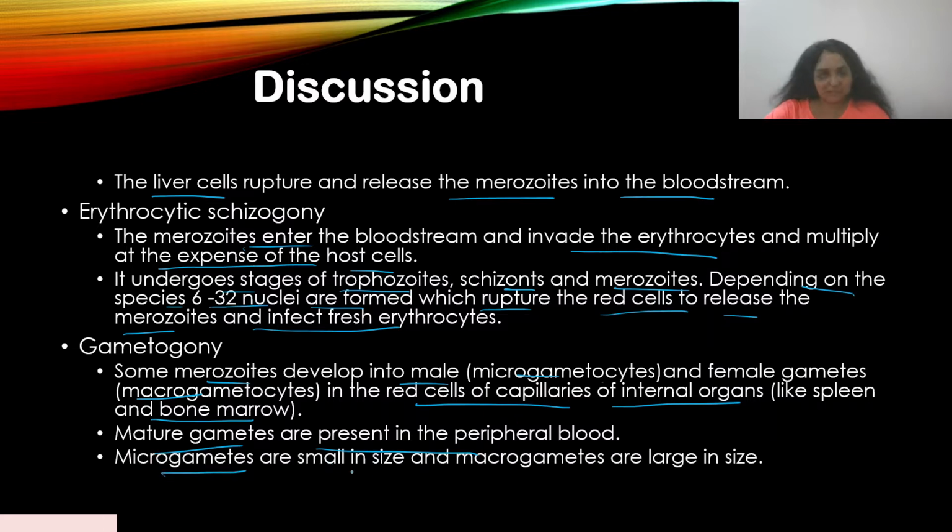Now the microgametes are small in size and macrogametes are large in size, as you can see from the name itself. So micro are the male, macro are the female gametes.